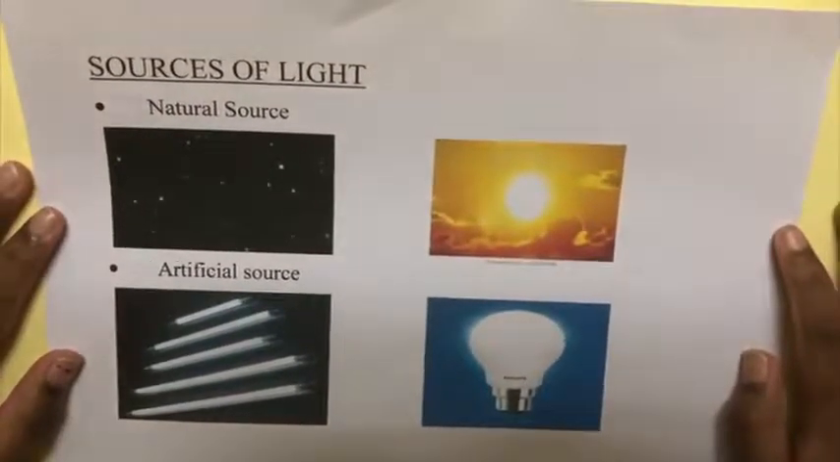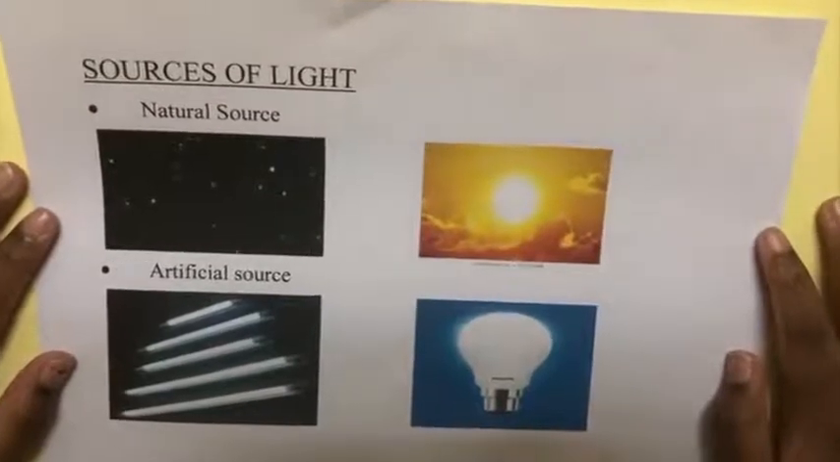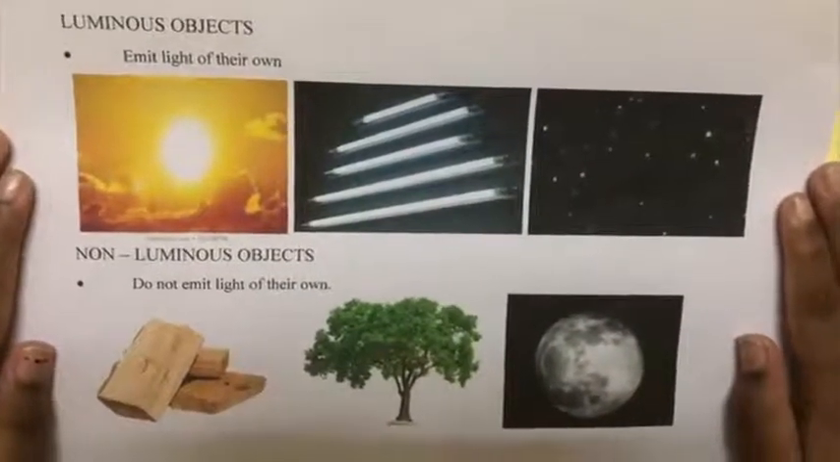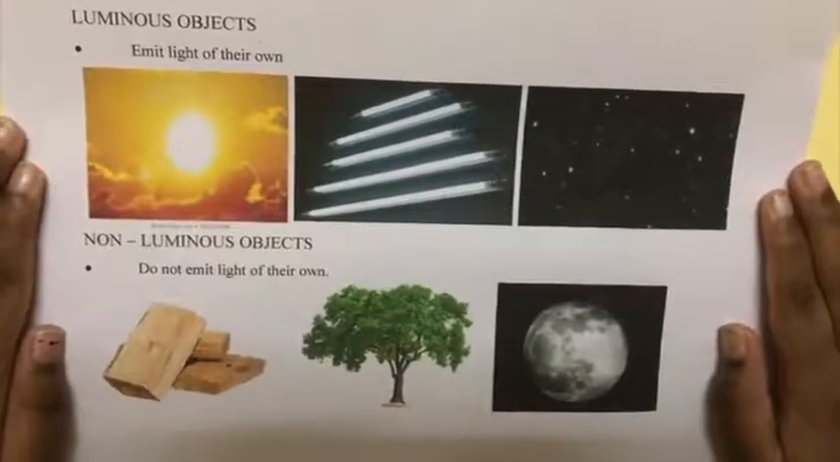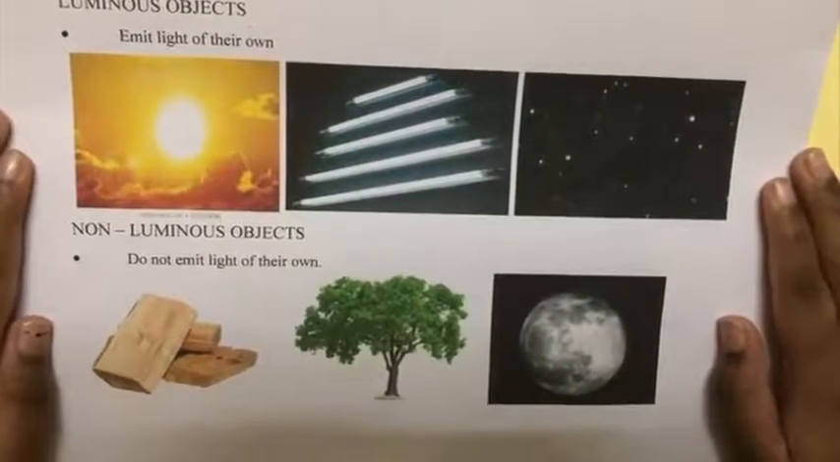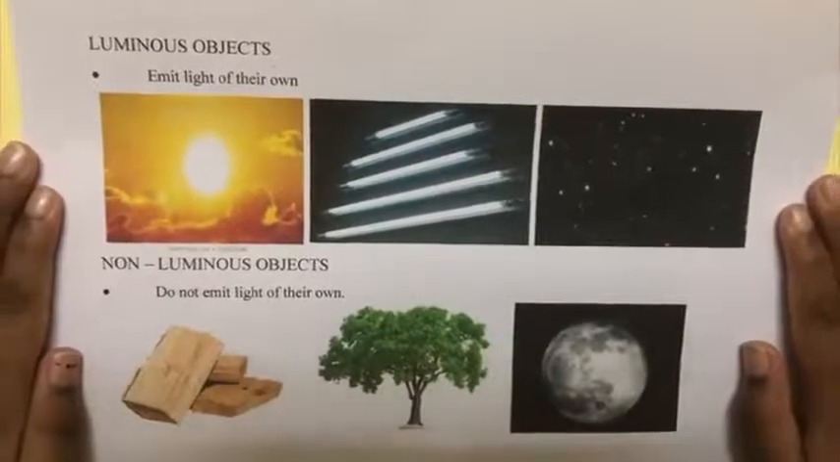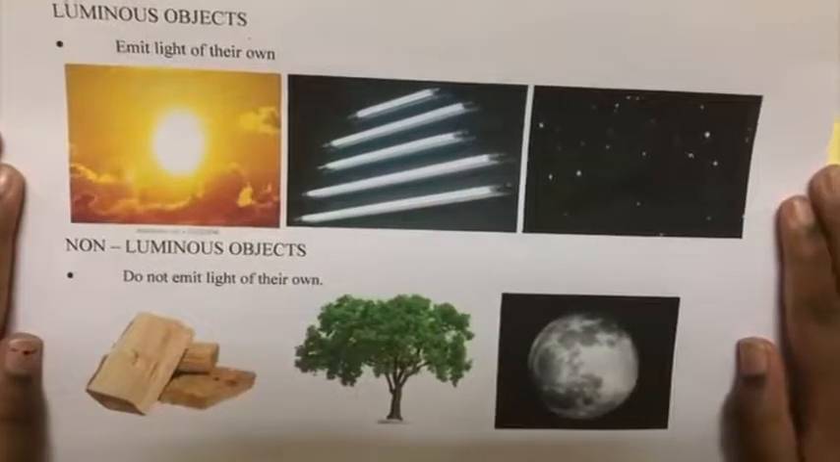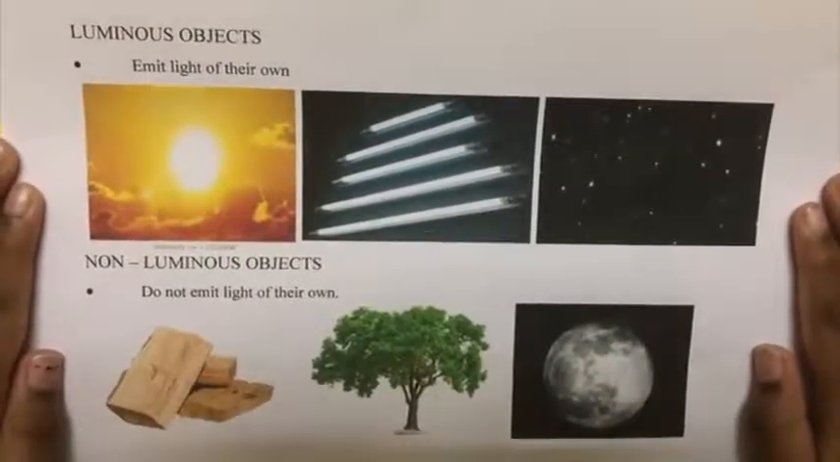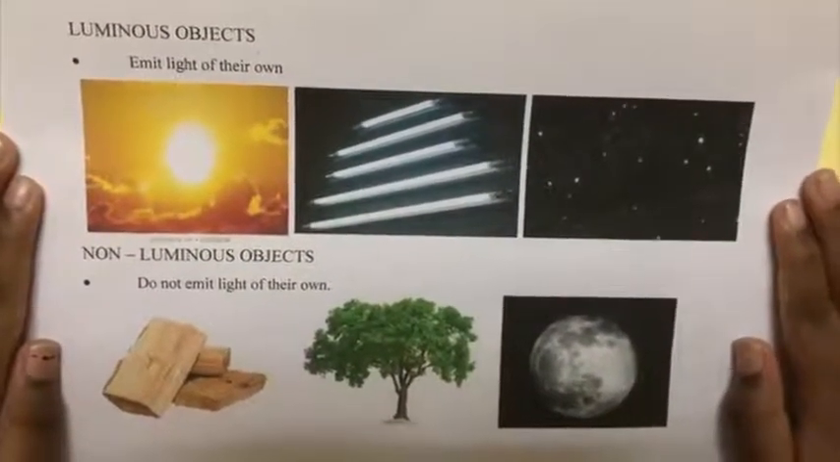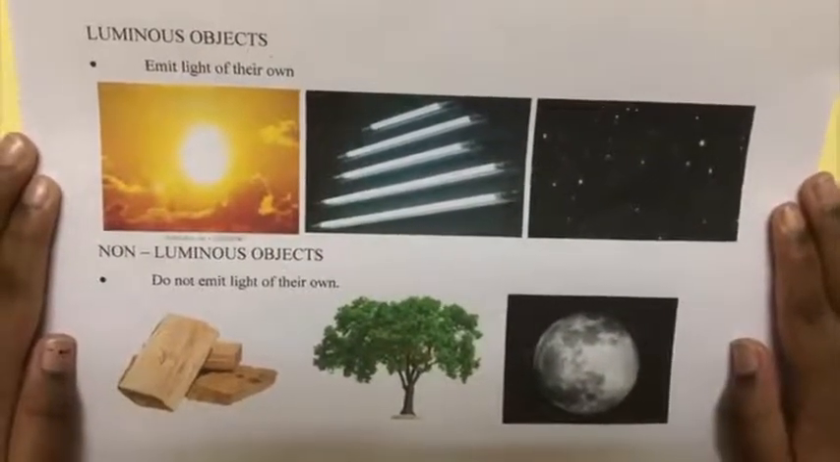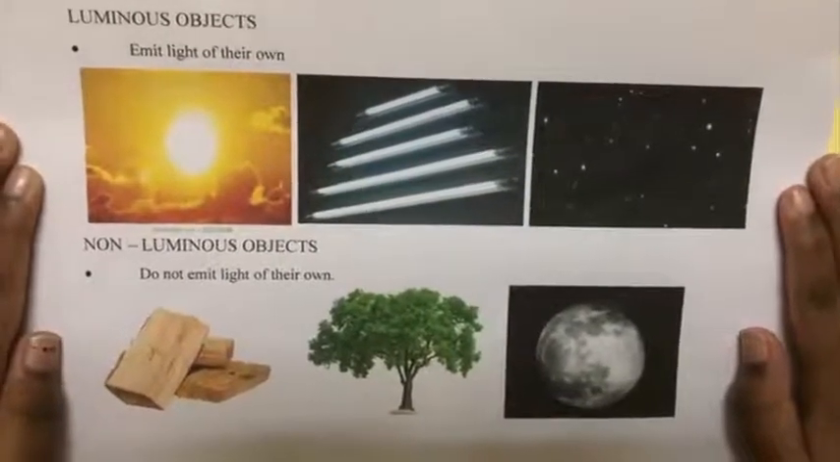Next, let's see how objects are classified based on whether they emit light or not: luminous objects and non-luminous objects. Luminous objects emit light of their own. They produce their own light. For example, the sun, stars, tube light, etc. Non-luminous objects do not emit light of their own. For example, wood, tree, plastic, the moon and many other objects.